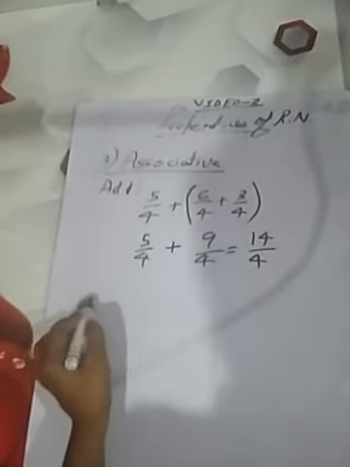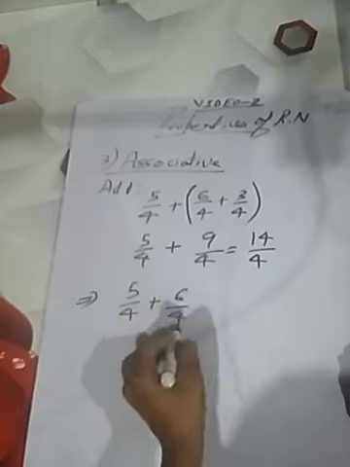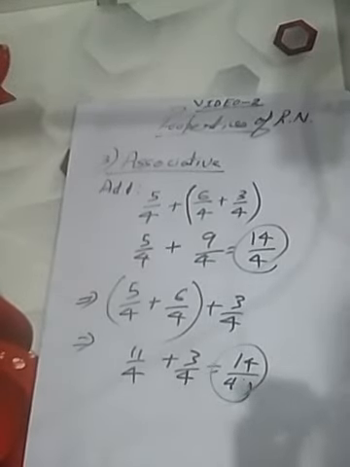Now what happens if you change the group? Earlier we have taken this, now let's take these two. This will be 11 by 4 plus 3 by 4. Now there will be 11, 12, 13 and 14 by 4. Look at these answers. Are they same? Yes. So we say that addition is associative. Yes, addition follows associative property.